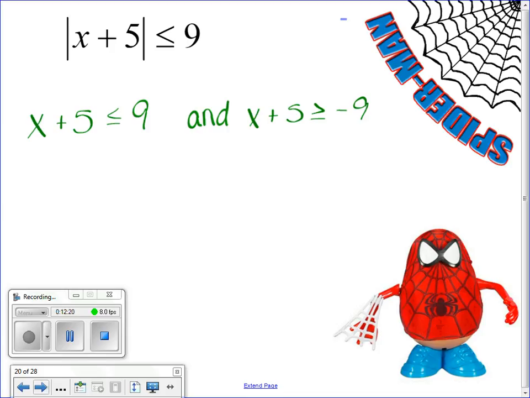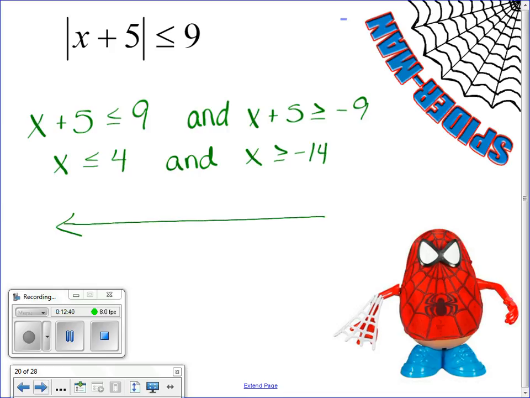And then we just need to solve. So we'll subtract 5. So x is less than or equal to 4. And subtract 5. x is greater than or equal to, good, negative 14. Ooh, when I'm graphing, I have to go from negative 14 to 4.